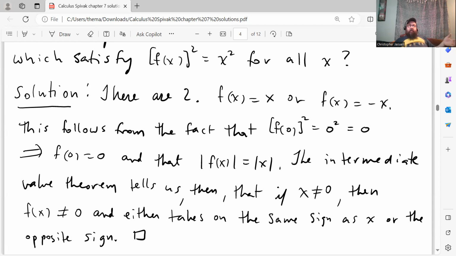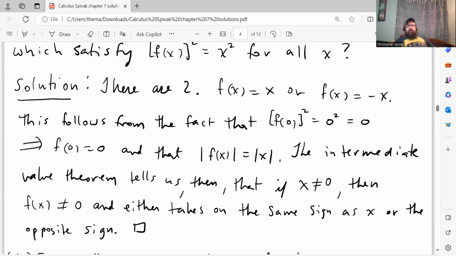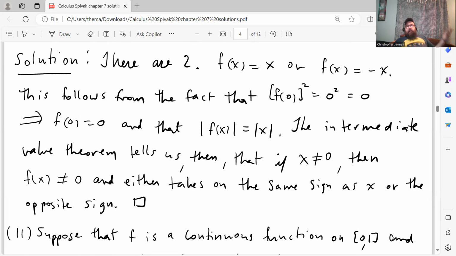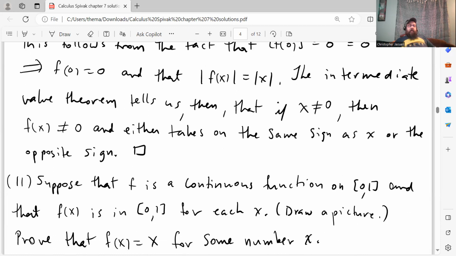Furthermore, that also implies that the absolute value of f of x has to be equal to the absolute value of x. In other words, the magnitude of f evaluated at x is equal to the magnitude of x. The intermediate value theorem tells us then that if x is not 0, then f of x is not 0, and either takes on the same sign as x or the opposite sign, and the result just follows.